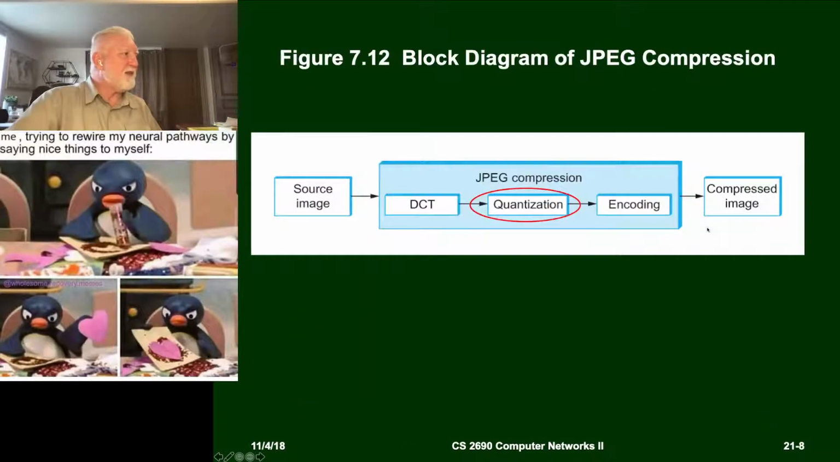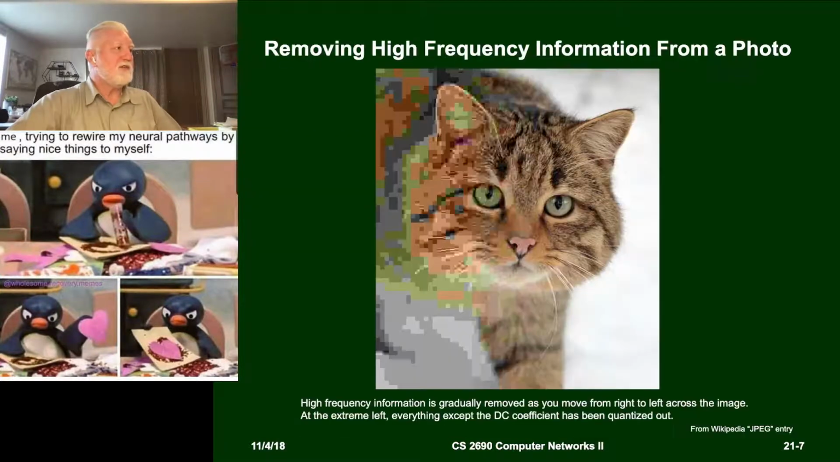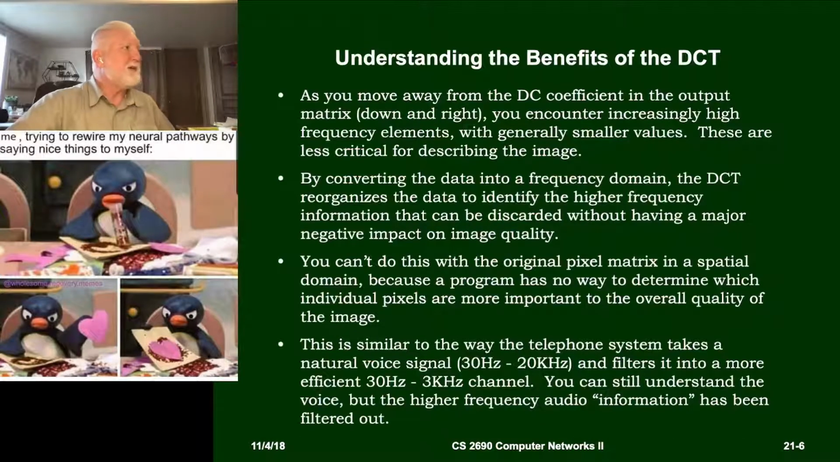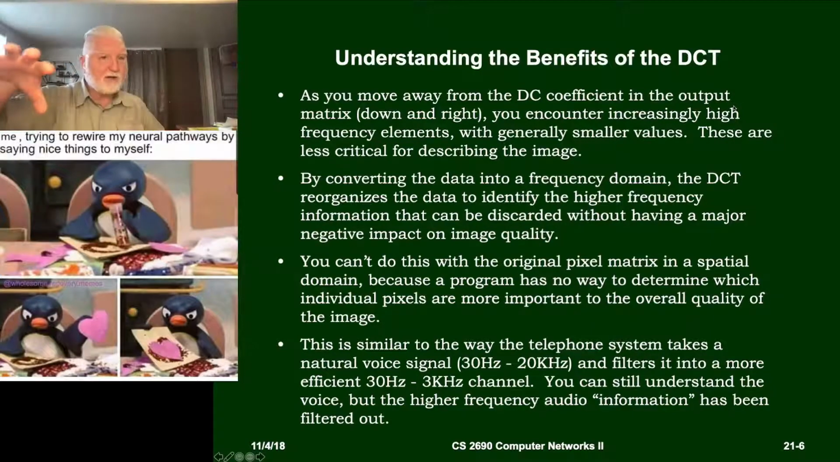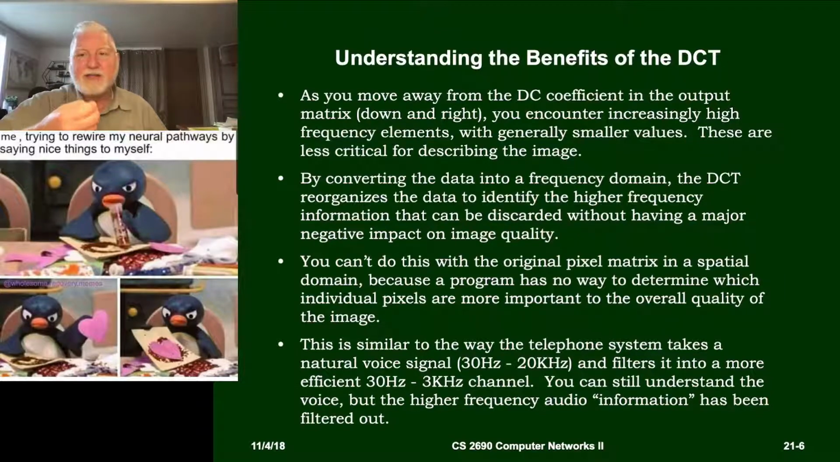Now, the other thing that's going on here that we got to get to is the quantization, which is where some of that decision making happens. So here's the idea. These bullets kind of are trying to express the idea. When you move away from the DC coefficient and you move down the diagonal, down and right, you get higher frequency elements with generally smaller values. And those elements are less critical for telling what the image is.